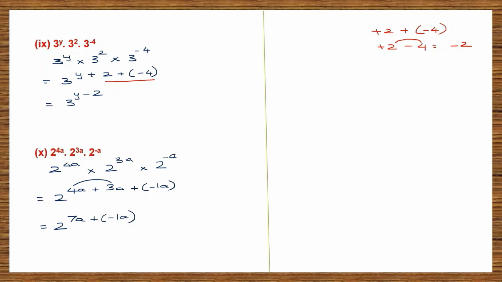Now let's work that out here. 7a plus minus 1a. Let's open the brackets. 7a minus 1a. 7 minus 1 is 6. So that becomes 6a. So what do we have here? We have 2 raised to the power of 6a. So 2 raised to the power of 6a is our answer.